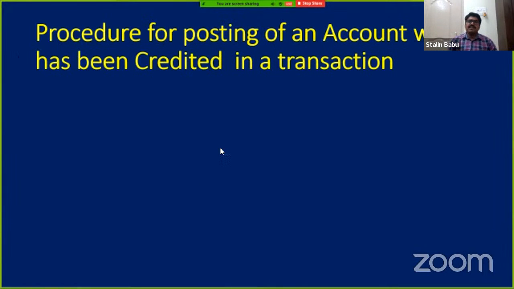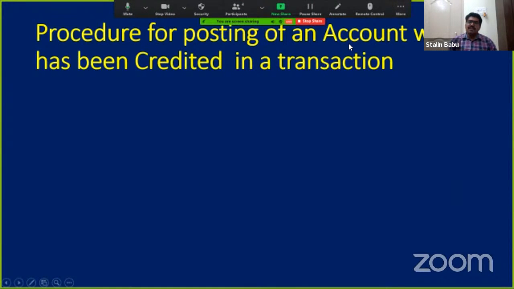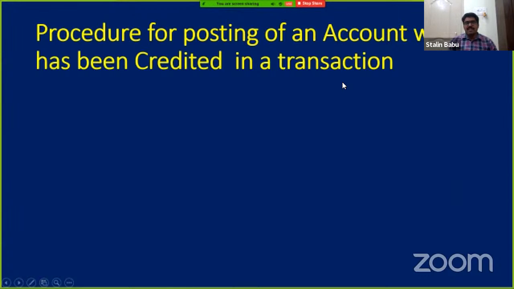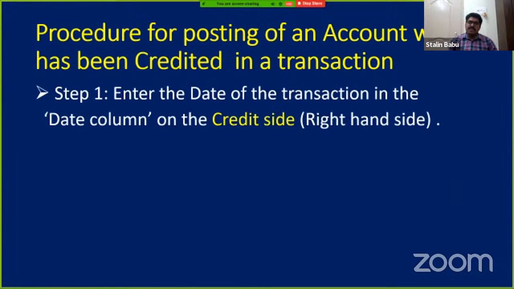Let us see the procedure for posting of an account which has been credited in a transaction. That means it is credited in the journal entry. If it is debited, the procedure is different. If it is credited, the procedure is different. If the account is credited, what is the procedure? We have to post on the credit side. Enter the date of the transaction in the date column on the credit side, that is the right hand side.